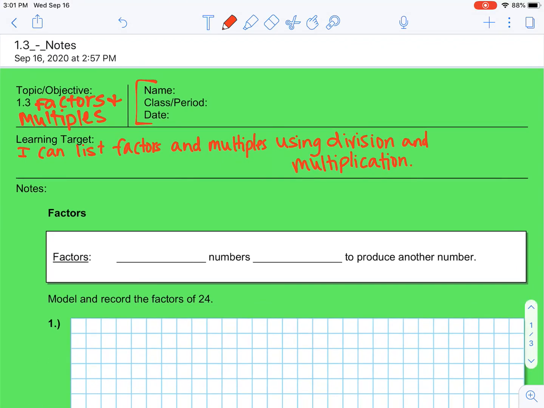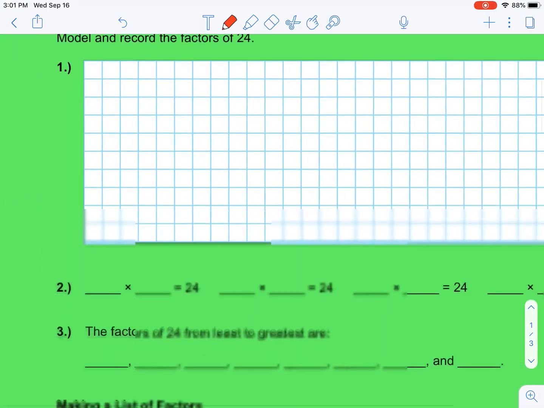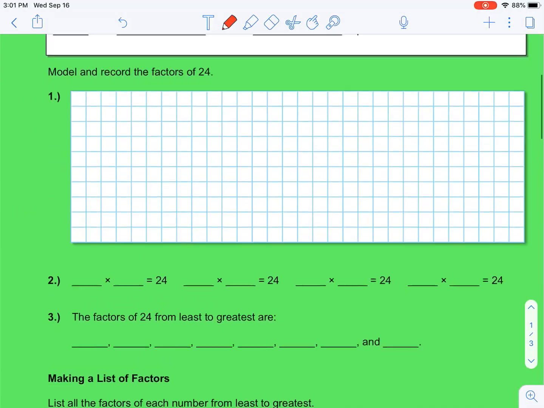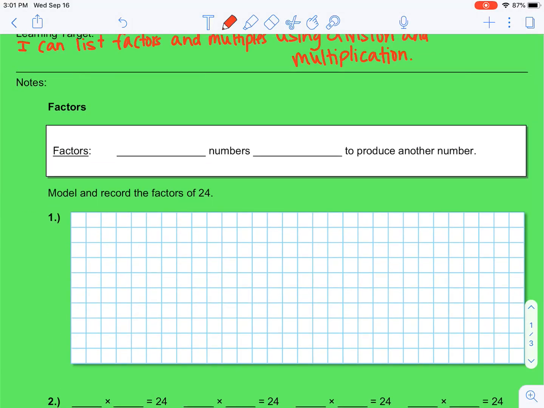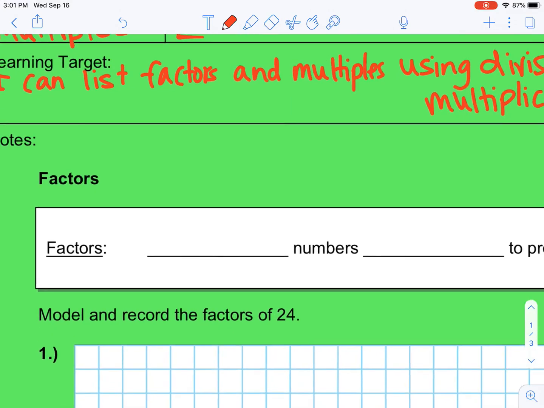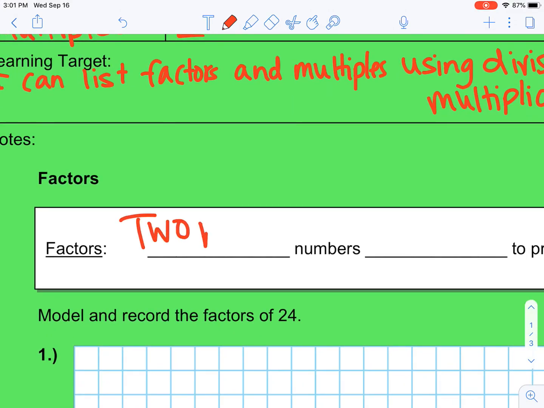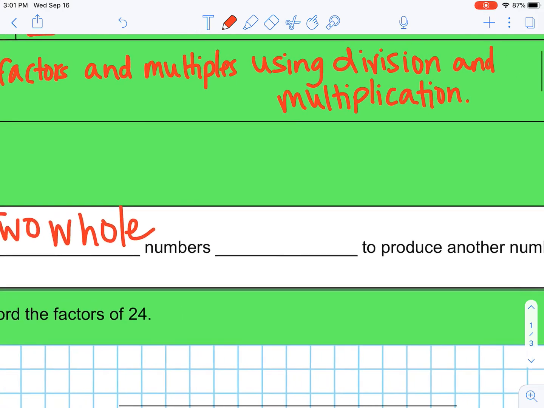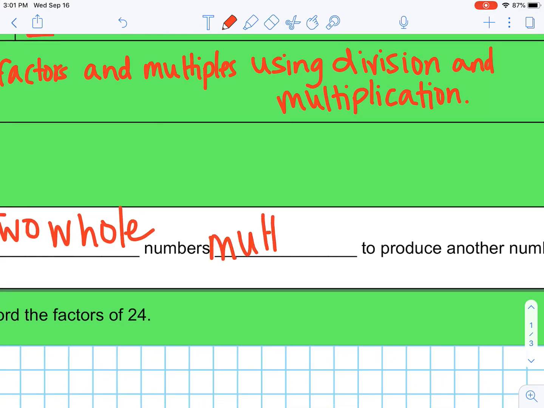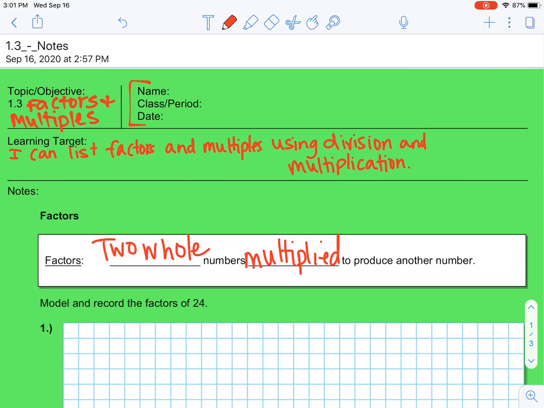Alright, so the first part we're going to talk about today is just factors. Tomorrow in your video you will talk about multiples, but today we're just going to worry about factors. So what are factors? Factors are 2 whole numbers multiplied to produce another number. So when we talk about taking 6 times 4, which gives us 24, your factors are 6 and 4, because when you multiply them, you end up getting 24.